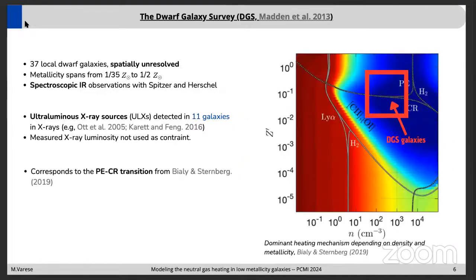What is also quite interesting about this sample is that the DGS galaxies lie at the transition between photoelectric-effect-dominated heating and cosmic-ray-dominated heating in the Bialy and Sternberg study. So we hope to be able to see this transition in the data.